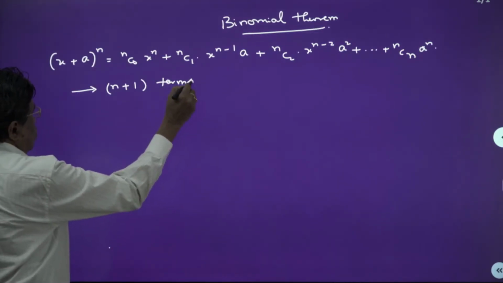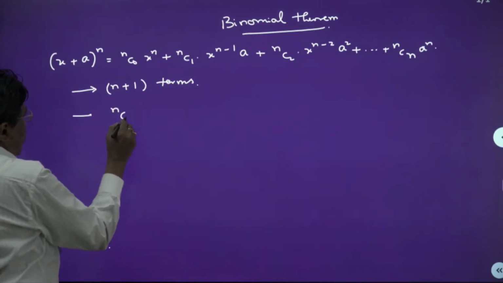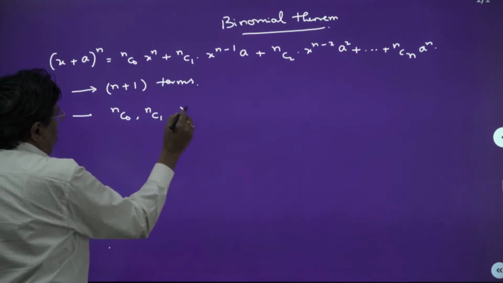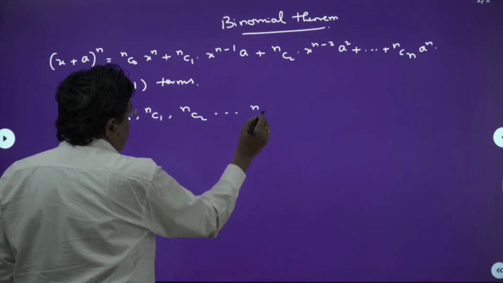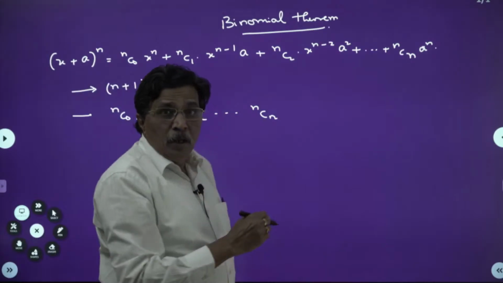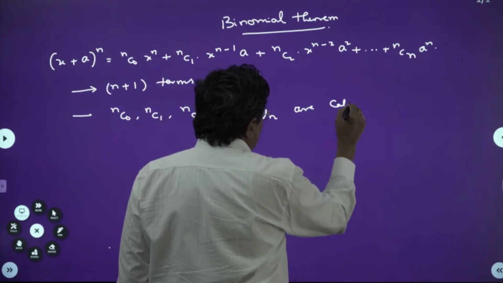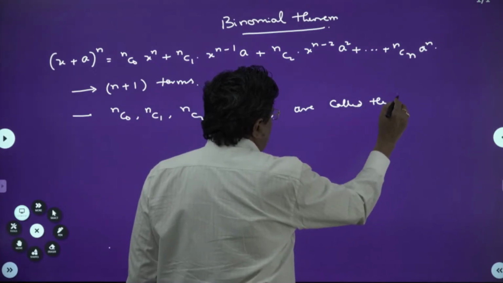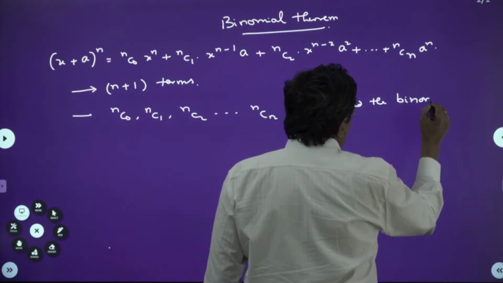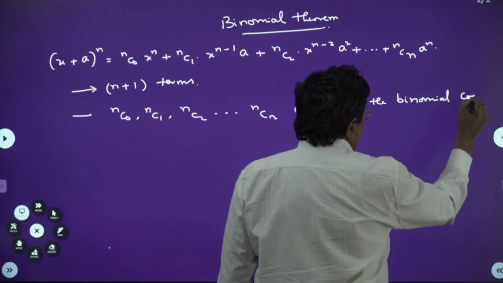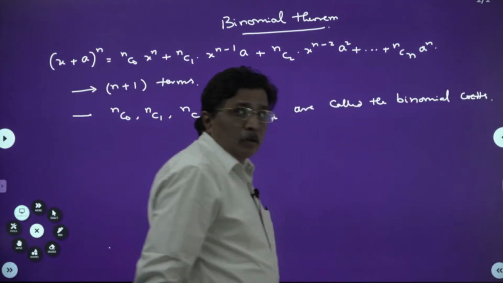And nC0, nC1, nC2, and so on nCn are called the binomial coefficients.